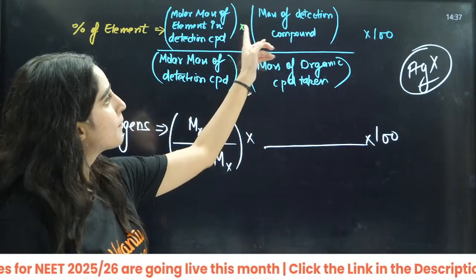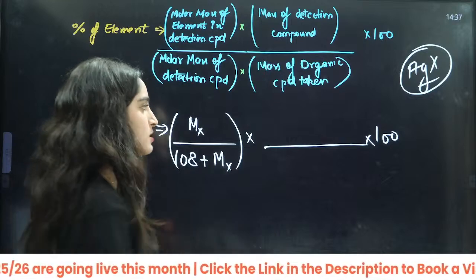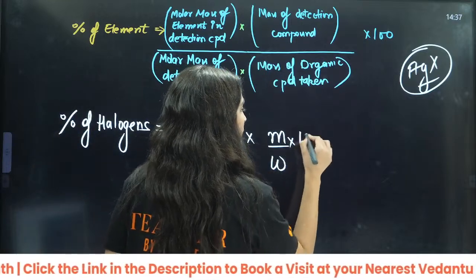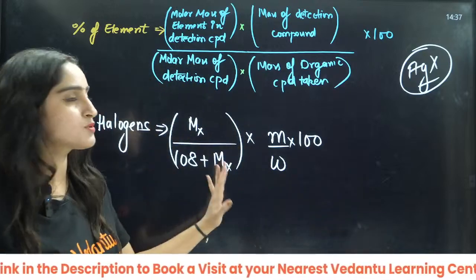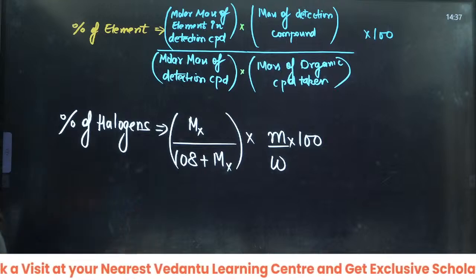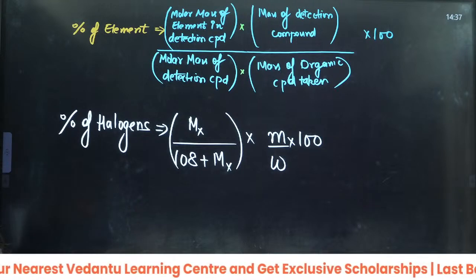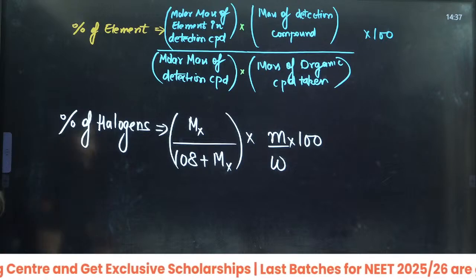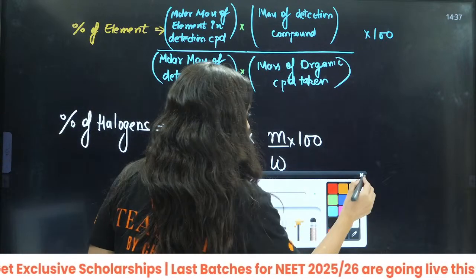Chalo. Mass of detection compound that is given to us, that is M by W into 100. This becomes your general formula. This will become your general formula. Now, everybody tell me in the chat box, is that clear? Just write it here.